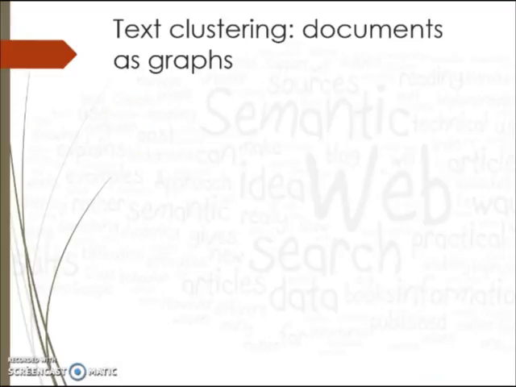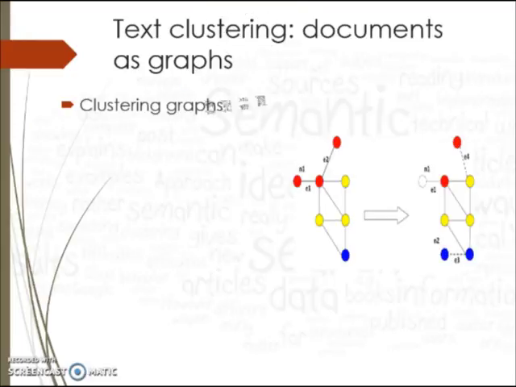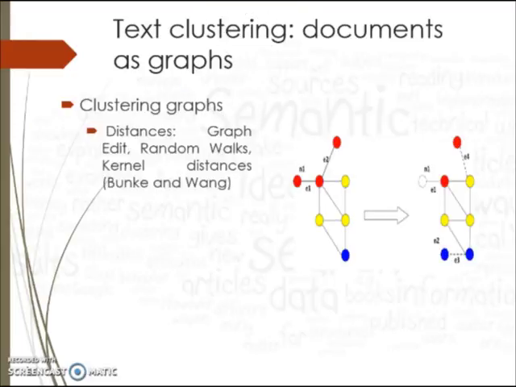So once we have this representation, if we want to cluster text, then actually we're talking about clustering graphs. How do you cluster graphs? Well, the first thing you have to do is create some kind of distance among graphs. And typically the distances we talk about are related to graph-edit, random walks, or kernel distances. There's a very interesting book by Eureka and Wang where they relate all these different possibilities for calculating distances. However, these methods are slow for big graphs.